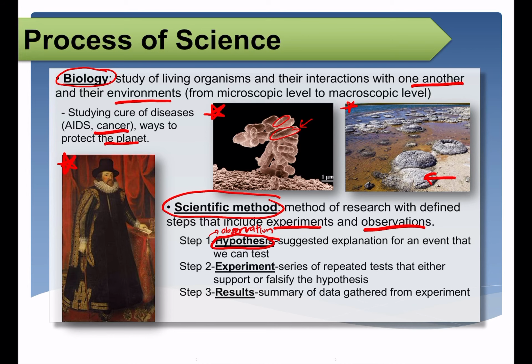Okay, then one has to come up with an experiment. And this experiment is used to test a hypothesis, which is defined as a series of repeated tests. That's what experiments are. They're repeated tests that will either support or falsify your original formulated hypothesis. Then come the results. These are results you get from the experiments themselves, which will collectively act as a summary of data, of information we can interpret as supporting or rejecting your original hypothesis.